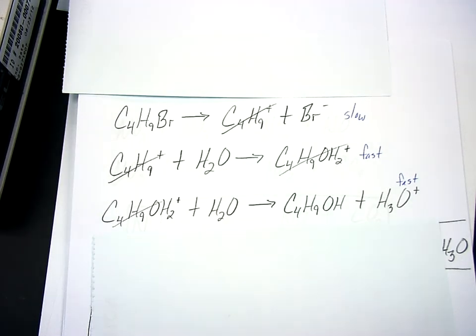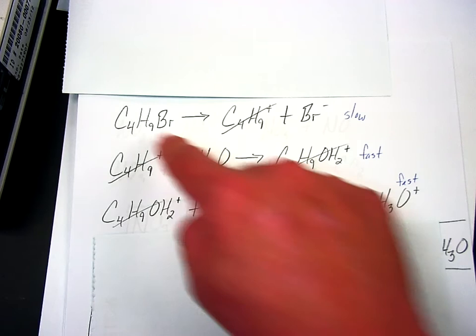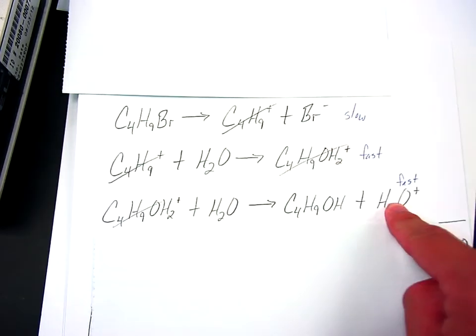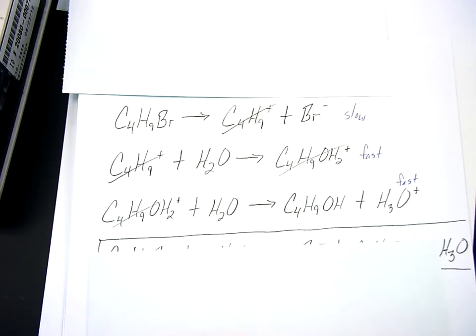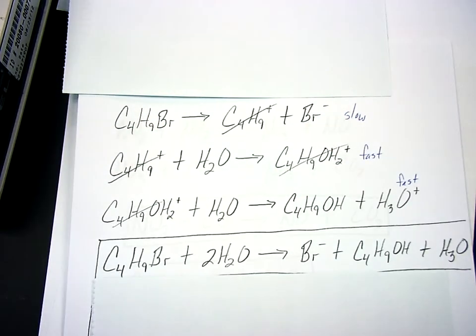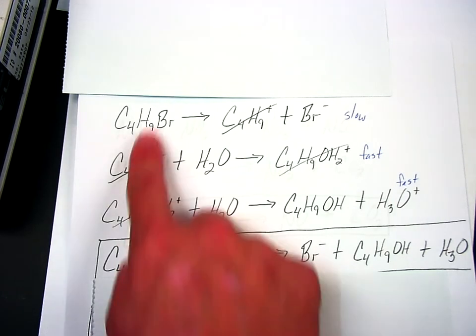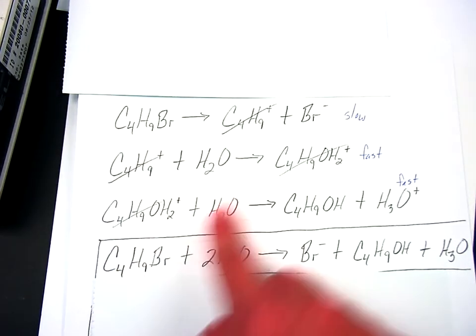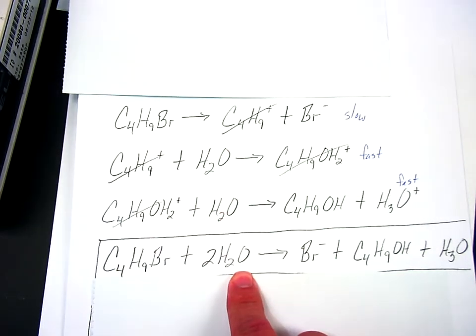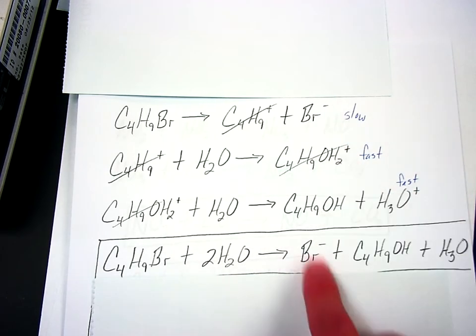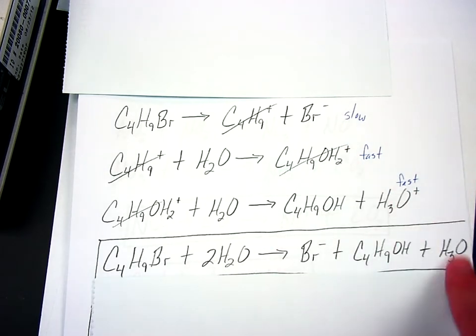So in order to write the overall reaction, I'm going to simply combine all of the stuff that wasn't eliminated, all right? And when I do that, you'll see that I had the C4H9Br. There was two waters. And then on the other side, I brought down bromine, this compound, and the hydronium. All right. Oh, there should be a plus right here.